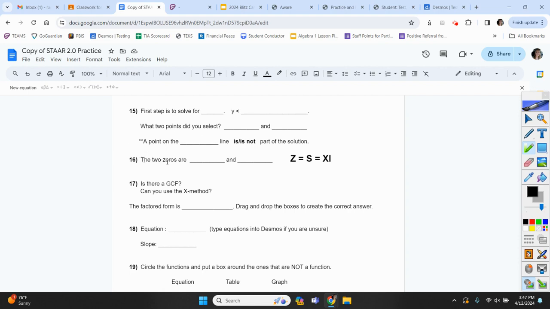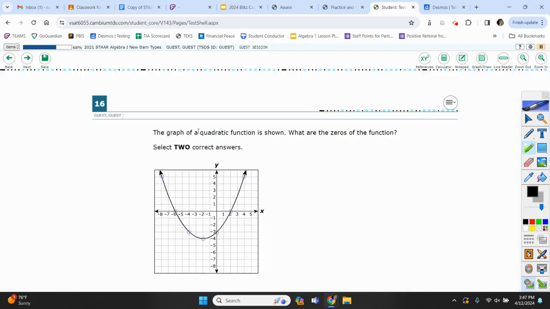Okay, back to 16. The two zeros are blank and blank. Again, zeros are solutions, which are x-intercepts. So write that in here. Make sure you know that zeros are solutions or x-intercepts. This question says, what are the zeros of the function? All you have to do is click on the x-intercept. Zeros are x-intercepts, where that graph crosses the x-axis.